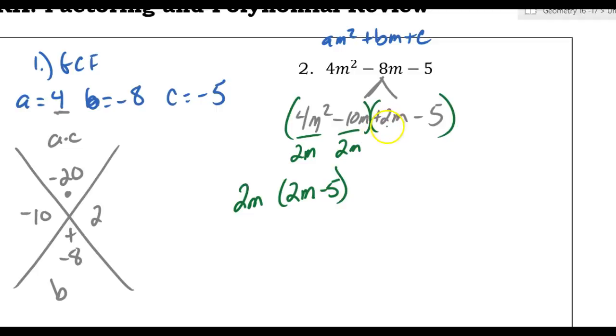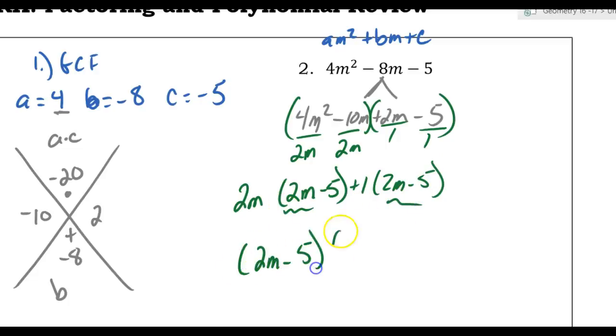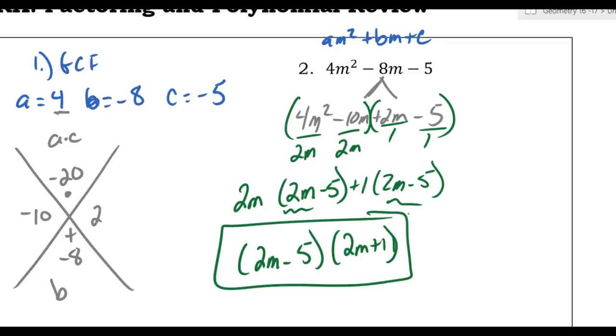We're going to do the same thing here. 2m minus 5. Now, there is no greatest common factor, but there really is, because you could always divide a 1 from everything. So plus 1 I can divide away, and I'm left with 2m minus 5. These two parentheses should be the same. I factor them out in front. What's left is a 2m plus 1. These are our factors of 4m squared minus 8m minus 5.